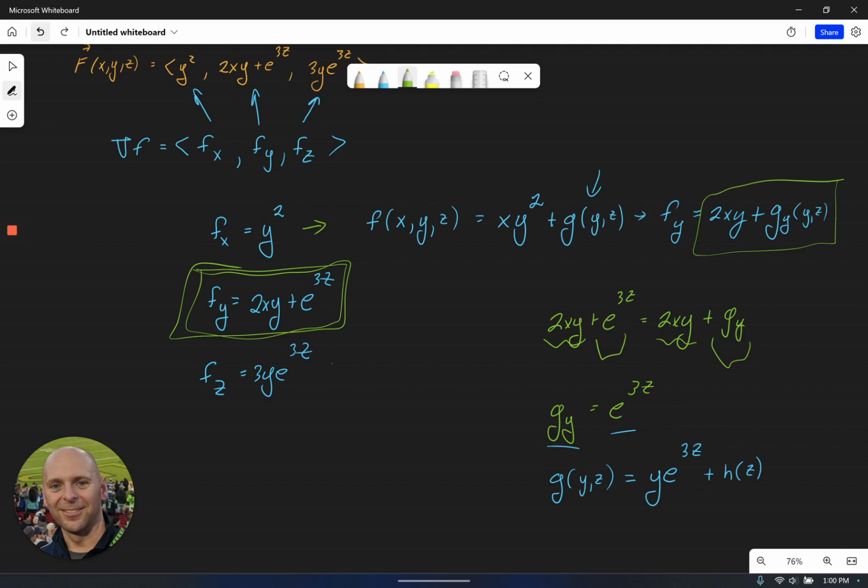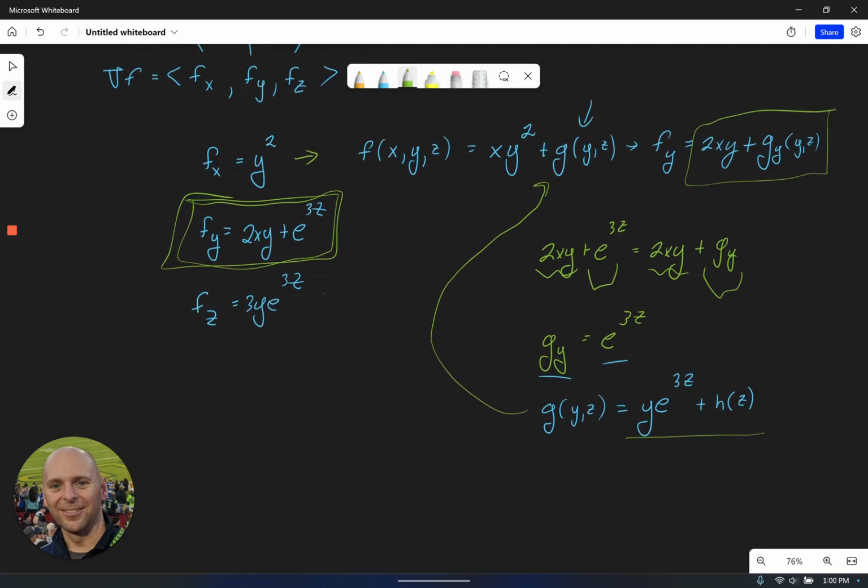So now I think I've got this g of y, z correct to this point. So I can take this expression and sub it back into what I thought my potential function was going to be. So it looks like we now have a potential function that looks like f of x, y, z equals x y squared plus y e to the 3z plus h of z.